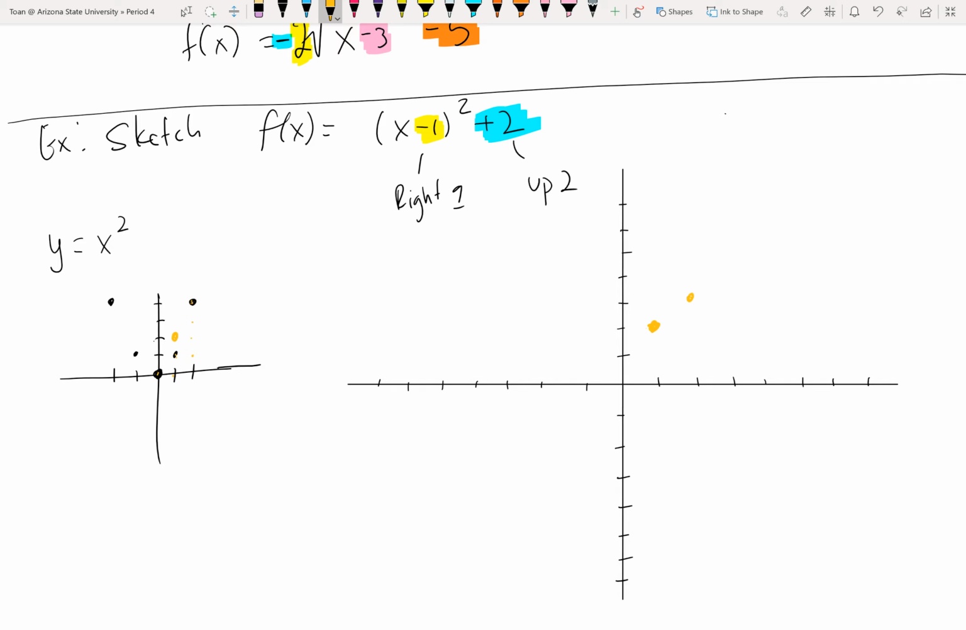Let's move this point here. 2, 4. Right 1, up 2. So 3, 6 should be my new location. And of course, you can do it for the other points there. Guess what? What would have taken about 3 minutes to do an XY table, we sketched in about 30 seconds, just by using function transformations alone.